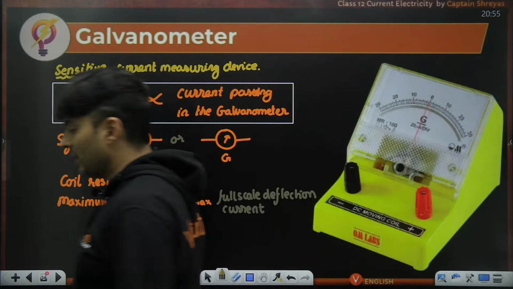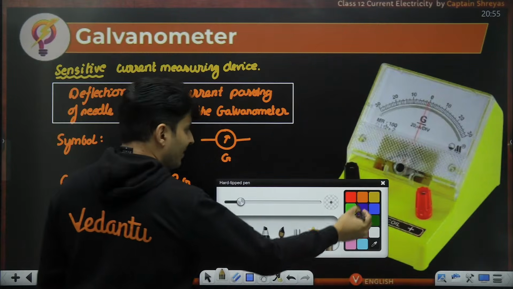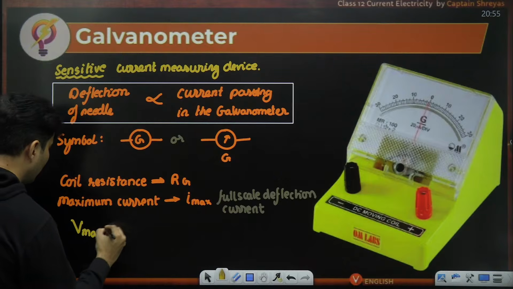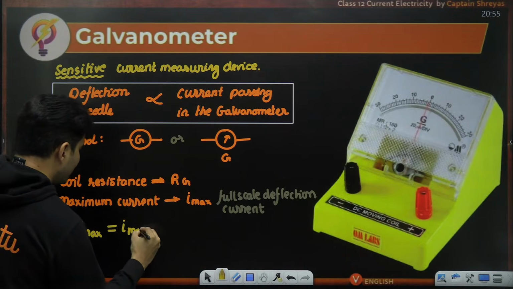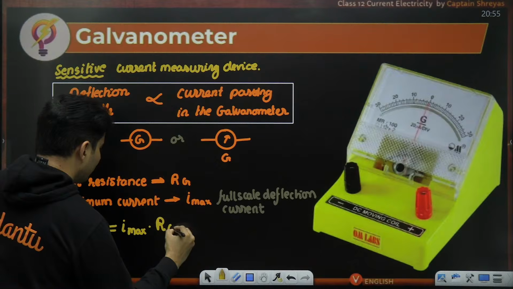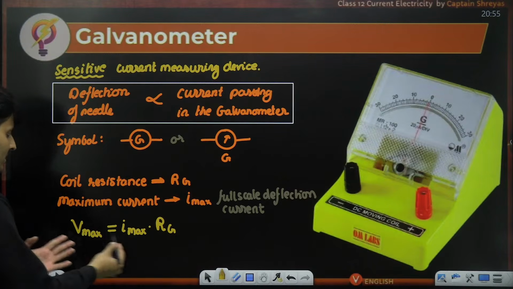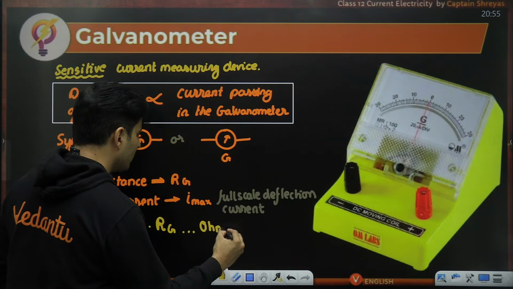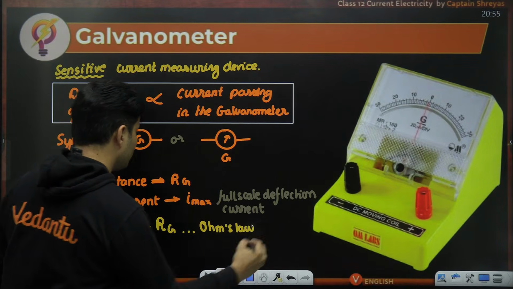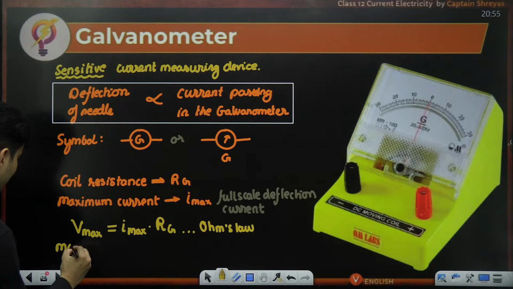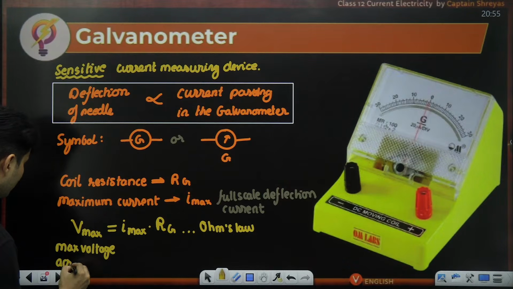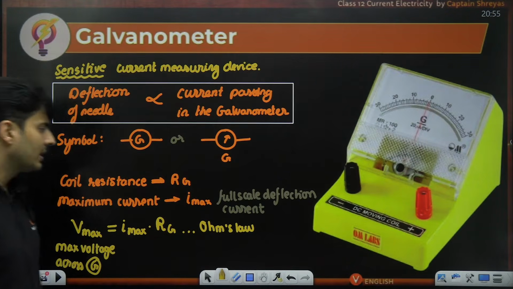So that is why there is always a limit till which the current can be passed when it shows complete full scale deflection. Therefore, we can say that there is a maximum voltage which can pass through the galvanometer, which will be the maximum current multiplied by the resistance of the galvanometer. So this is the maximum voltage across the galvanometer. I've just used Ohm's law in this.